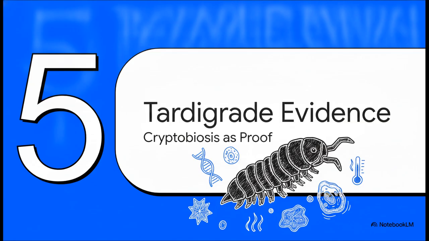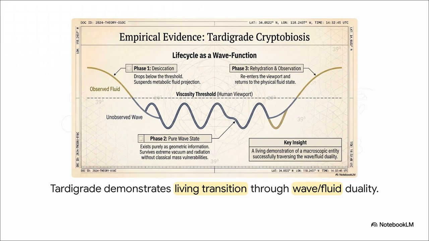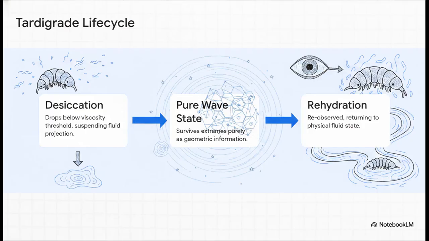Section 5. Evidence. The tardigrade case. Let's look at some proposed empirical biology to back this up. This extraordinary chart suggests the tardigrade isn't just incredibly tough, it's living proof of a macroscopic entity successfully navigating the wave-fluid duality. According to the theory, the tardigrade's extreme survival skills are due to its geometric mastery of the plenum. When it enters cryptobiosis, the process breaks down into 3 exact steps.